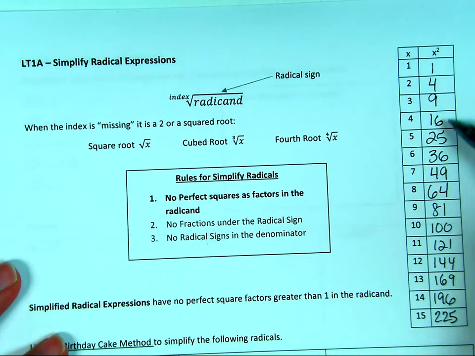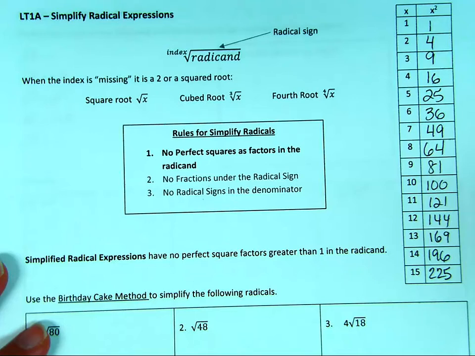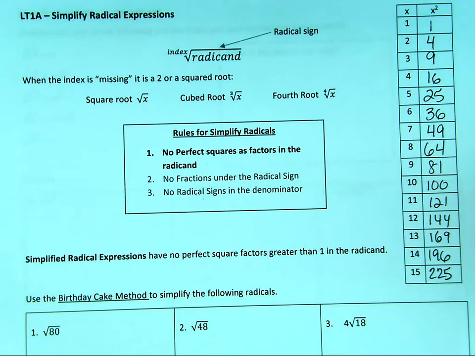I really like to have a list beside me if I don't have these memorized, so that I can notice perfect squares, because basically anytime I see any of these numbers inside as a factor, I know that it's not simplified. So you definitely want to have one of those by you, or maybe you have them memorized. Okay, so we're going to learn something called the birthday cake method, and there are other methods, but I find this is kind of foolproof.